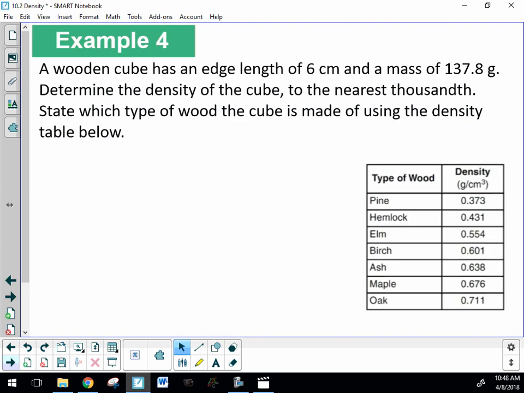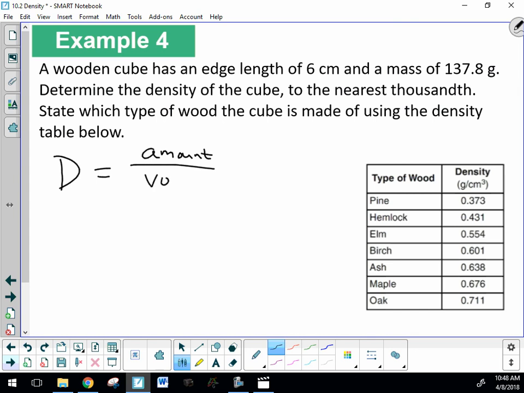So we're going to go through a few examples with volume densities. First is a wooden cube. The wooden cube has an edge length of 6 centimeters and a mass of 137.8 grams. I want to know the density of that cube of wood, and we want to figure out which type it is using this density chart. Different types of wood have different densities, so if you know the density, you can kind of tell which type of wood it is.